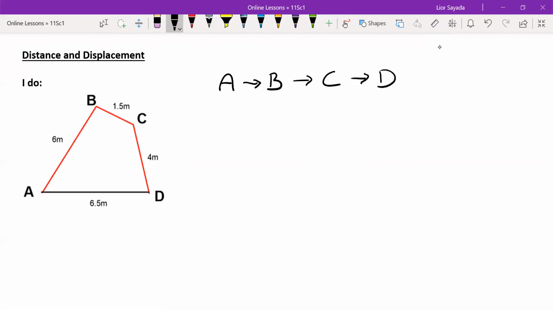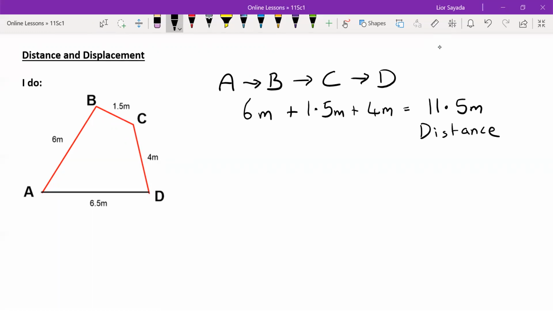So you should have got an answer of 11.5 meters, because to go from A to B is 6 meters, and then from B to C is 1.5 meters, and then from C to D is 4 meters, which in total is 11.5 meters. So the distance travelled in this situation is 11.5 meters. It's the total amount of ground covered in the journey. That's distance. Displacement is different.